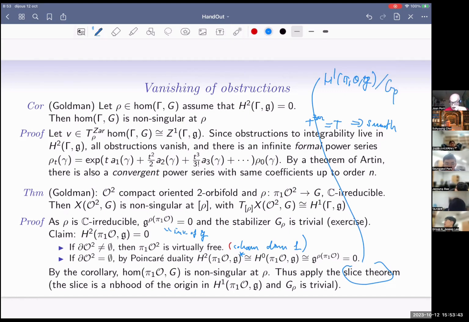But this group is trivial again. This group, yeah, it's written here. Yeah, it's this quotient. Maybe, yeah, sorry, maybe I'm making a bit of a mess here. Yeah, by the slice theorem, what it tells me is that this is H1, a neighborhood of the origin in here, of the fundamental group in G, divided by 0. But this is trivial. And this is trivial, so I have nothing to do.